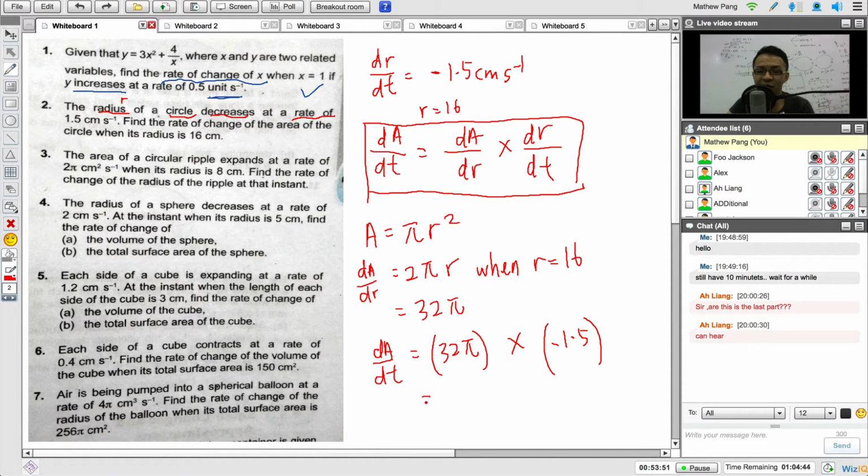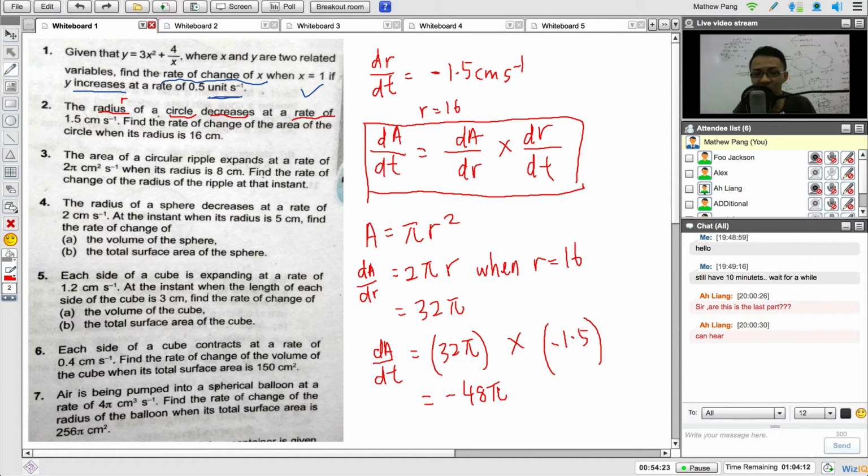Then of course I use a calculator to calculate this one. 32 multiplied by 1.5 basically will give me 48. But remember to write negative 48 pi, because it makes sense. You see, when your radius is decreasing, your area is decreasing also. If the area becomes smaller and smaller, obviously your radius will become smaller and smaller. So this one must have negative.